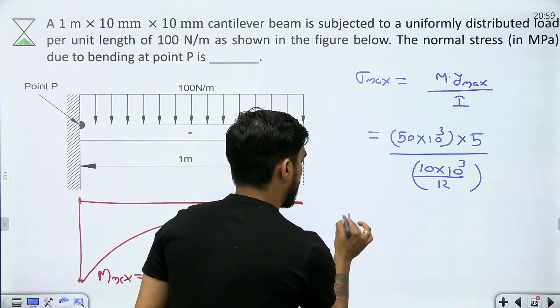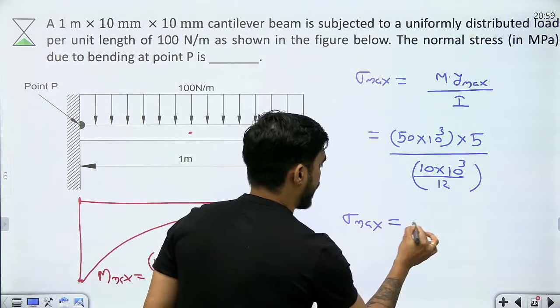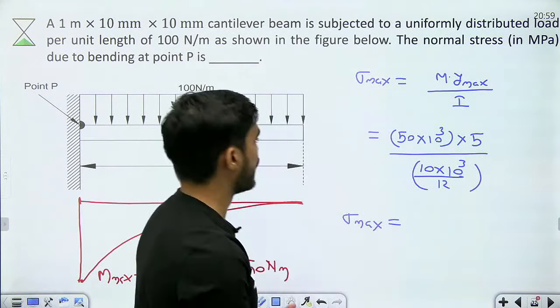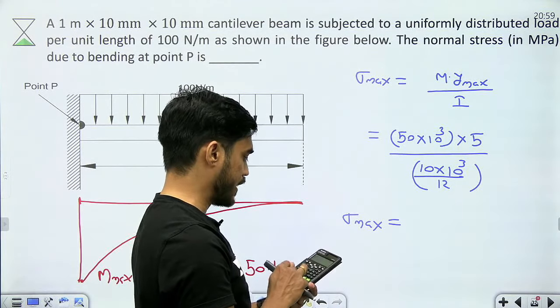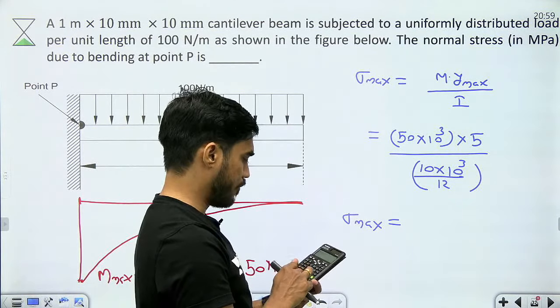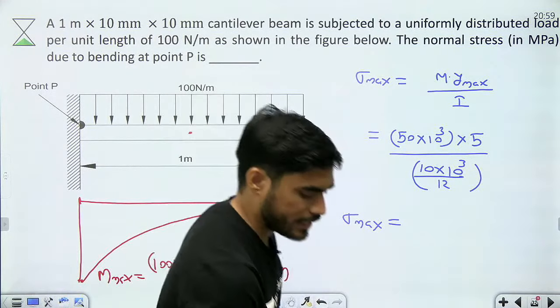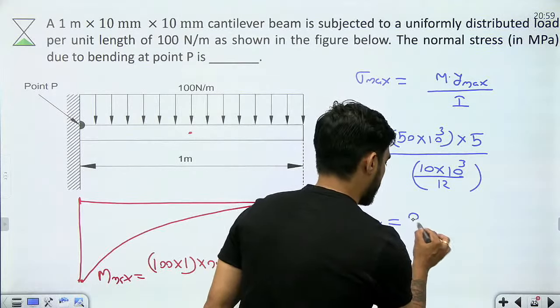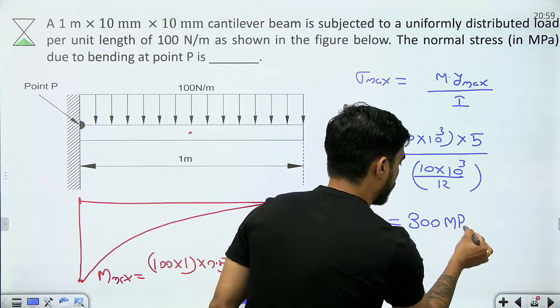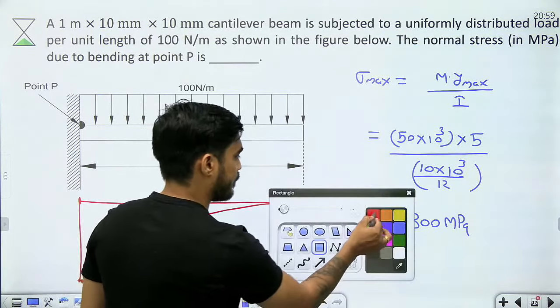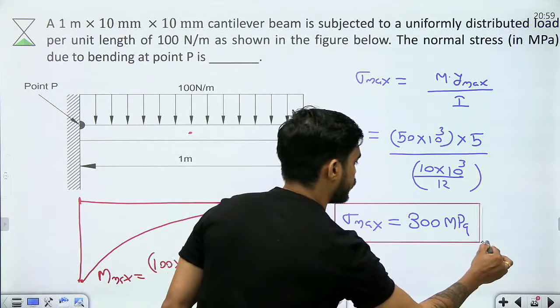So how much sigma maximum am I getting? Let's see. 50 into 10 to the power 3 into 5 into 12 divided by 10 to the power 4. So I am getting 300 megapascal. I am getting 300 megapascal. So the three questions in a row gave us 30, 30 and 300.